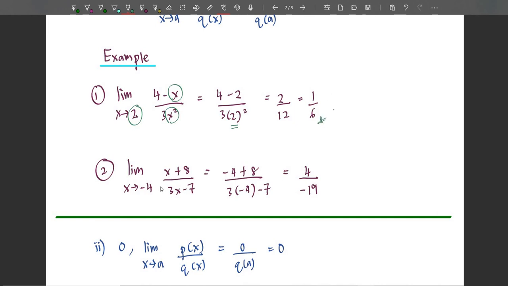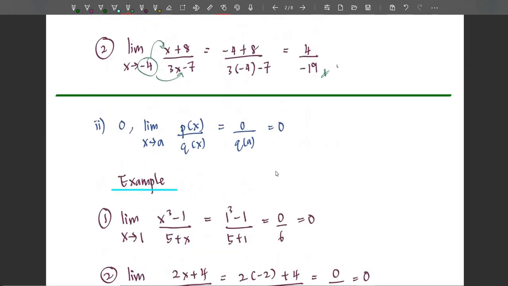For the next question, we have the limit of x plus 8 over 3x minus 7 when x approaches negative 4. Substitute the value of negative 4 in x. Right now we have negative 4 plus 8 over 3 times negative 4 minus 7. Negative 4 plus 8 is 4. 3 times negative 4 is negative 12, minus 7 is equal to negative 19. That means you have a value. You don't have to factorize or anything.